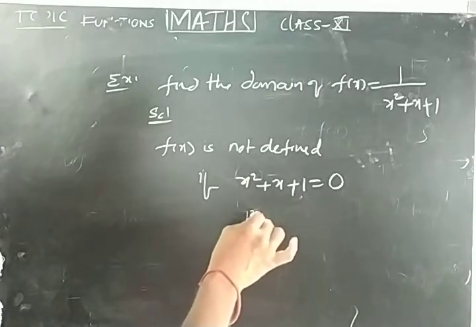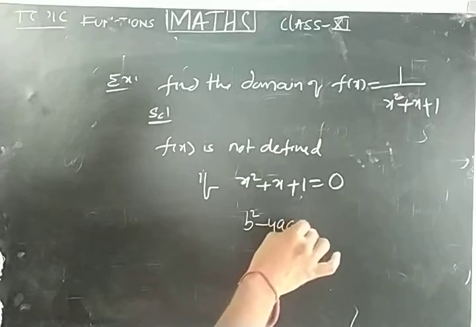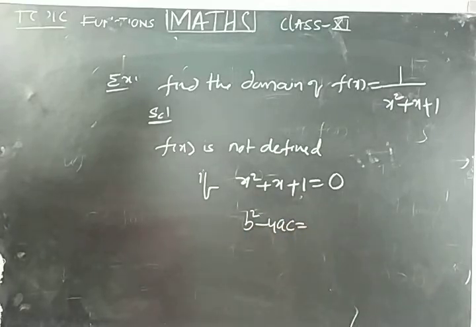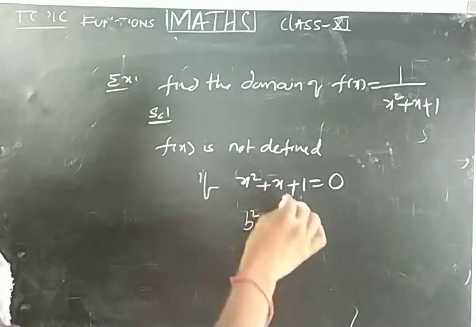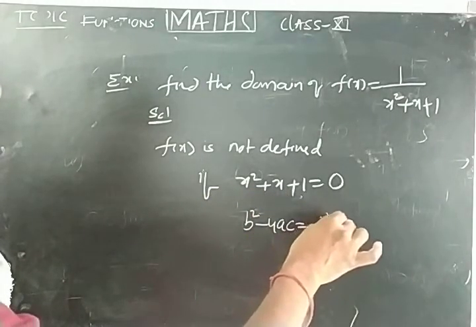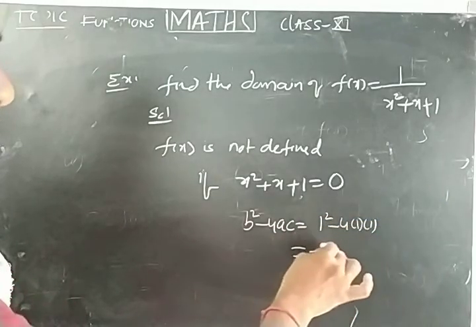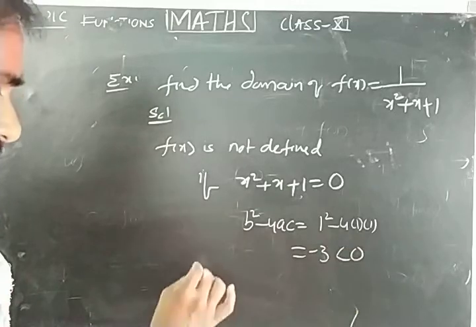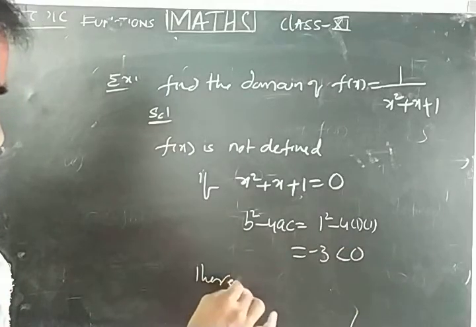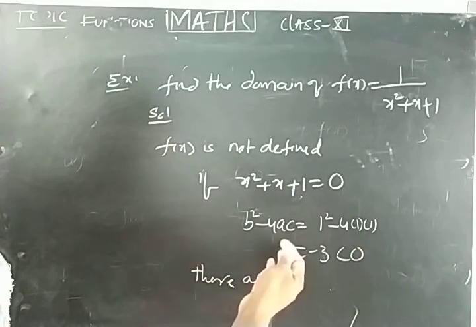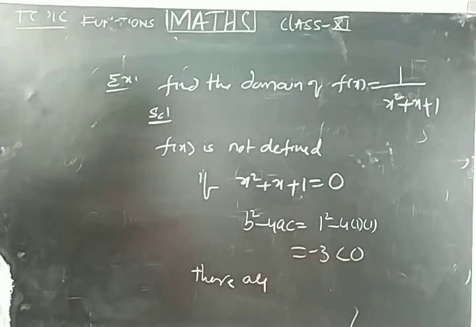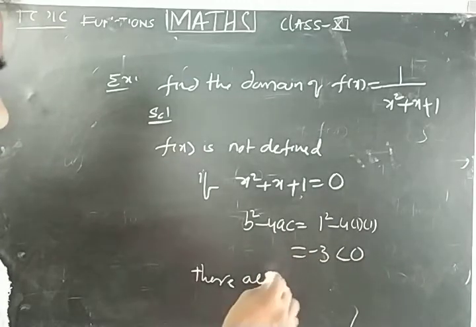Why? Because here b square minus 4ac. If b square minus 4ac is greater than or equal to 0, then only we can split into factors. If it is less than 0, we cannot split into factors. I am checking b square minus 4ac: 1 square minus 4 into 1 into 1, which is minus 3, which is less than 0. So there are no real roots. Discriminant less than 0 means there are no real roots.